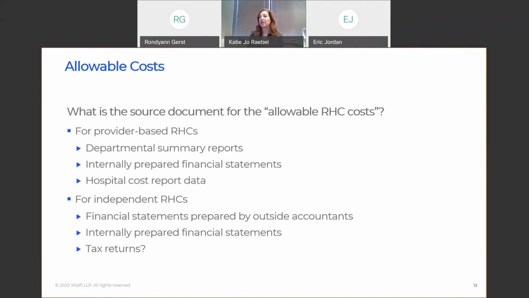This may be all other hospital cost report data. Your profit and loss statement. Oftentimes for our independent RHCs, we're getting a QuickBooks report with a P&L, and then we also have the detail of that information, by internally prepared financial statements, again, like your P&L, or by an outside accountant. Tax return information. These are some items that we may need as well.